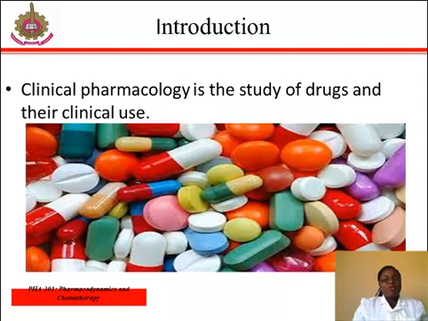Moving to the introduction, clinical pharmacology is the study of drugs and their clinical use. In the late 18th and early 19th centuries, Francis Magendie and Claude Bernard began to develop the methods of experimental animal physiology and pharmacology. When new ideas and techniques were introduced, information was gained about drug action and the biologic substrate of that action, which is the receptor.